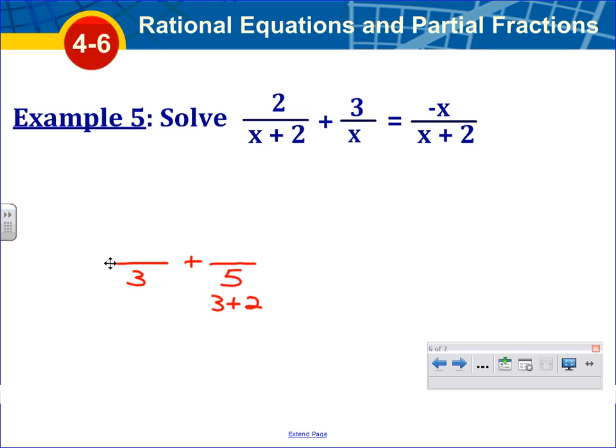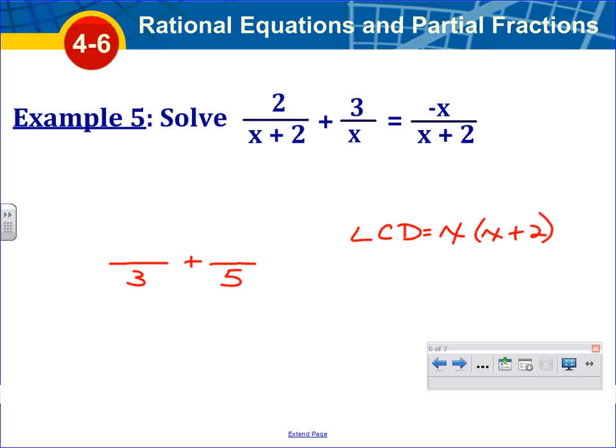All right, so it's not like you're going to use a 2x as your common denominator. So in this situation, with the 3 and the 5, you would have a common denominator of 15. You would multiply those two things together. So that's what we're going to do in example 5. We have our x we need to cancel out in the second fraction, and then we have our x plus 2 in the last fraction and the first fraction that we need to cancel out. So x times x plus 2 is going to be our least common denominator.